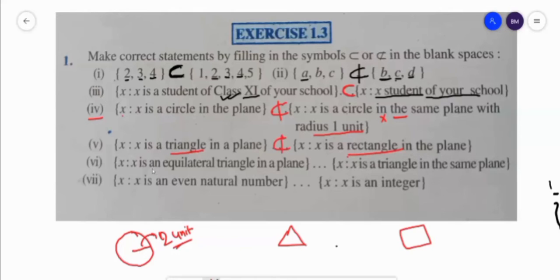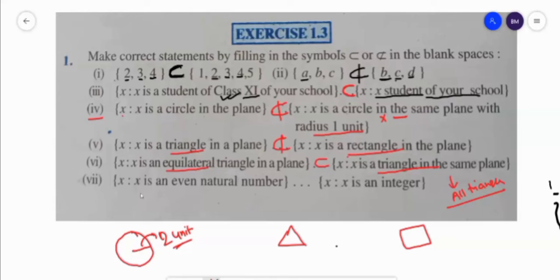Number 6. X is an equilateral triangle in a plane and X is a triangle in the same plane. That implies it is the collection of all triangles, and this is only of equilateral triangles. So obviously, if all triangles are there, all equilateral triangles are also there. That implies all the elements of the first set are there. So this is a subset of the second set.